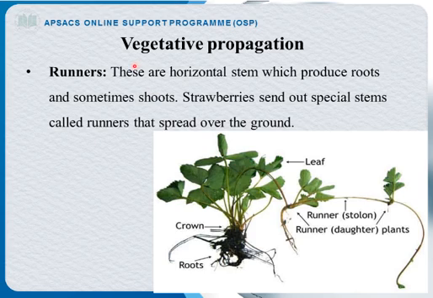The first way of vegetative propagation is runners. These are horizontal stems which produce roots and sometimes shoots. Strawberries send out special stems called runners that spread over the ground. Look at this picture, boys. This picture is showing how runners grow horizontally. This is called a runner.